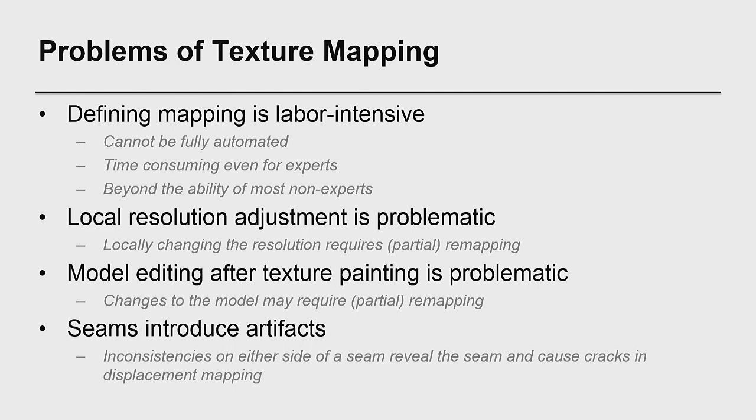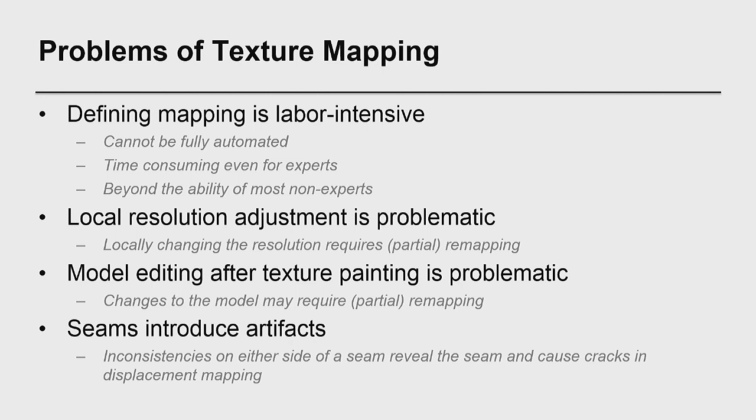Local resolution adjustment is problematic. We talked about this. Model editing after texture painting is also problematic. So because of that, modeling iterations become a big problem, right? So you can't just prepare a model, paint it, and edit your model concurrently at the same time. What you have to do is finish preparing your model. You need to say that I'm done with modeling, and then you can go to your painting. And when you do your mapping, you better be sure that your mapping is correct. So that complicates the iterations quite a bit in practice.